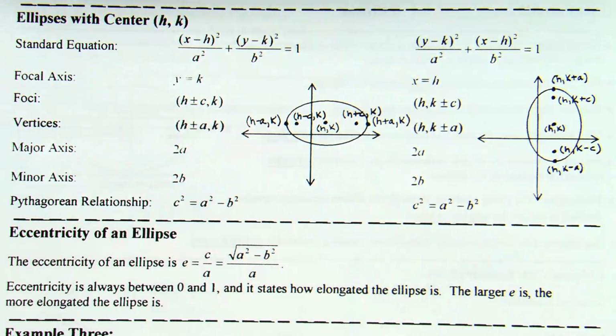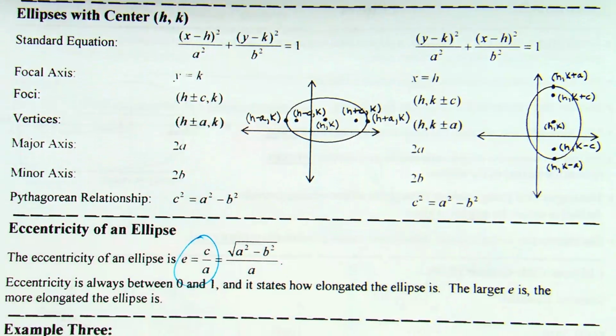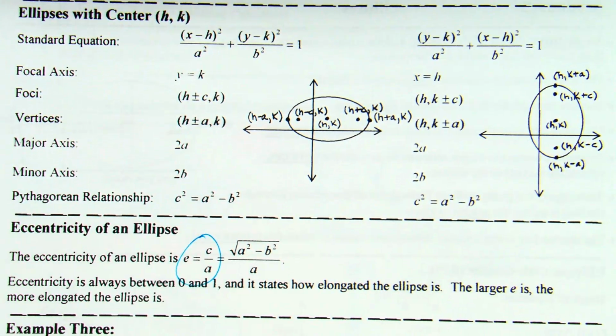We're also going to talk about eccentricity. The eccentricity of an ellipse. They give us a formula there. I like to use E equals C over A. That other part, the square root of A squared minus B squared, that's how you find C. And eccentricity is always a number between 0 and 1 when it's an ellipse, and it shows how elongated the ellipse is. So whether it's very long and skinny or closer to being like a circle. So the larger E is, the more elongated the ellipse is. We will do a couple of examples with that tomorrow.